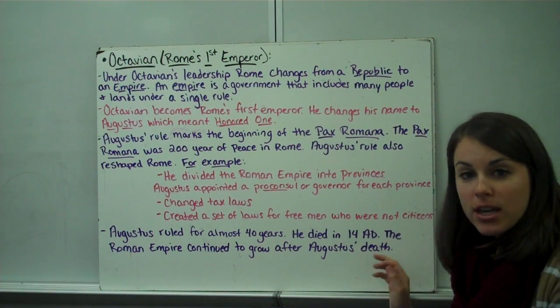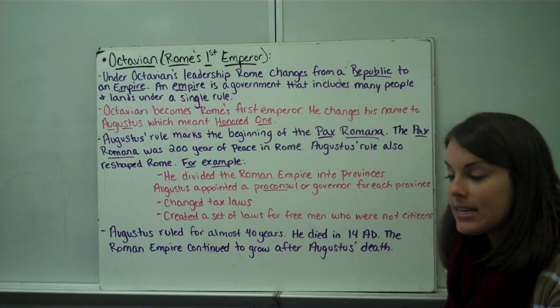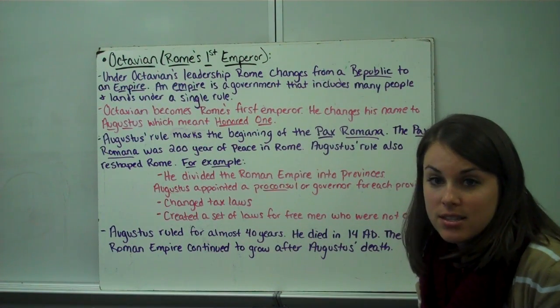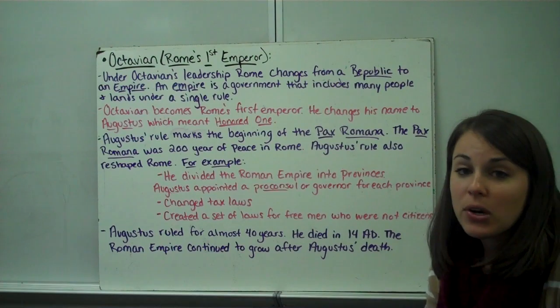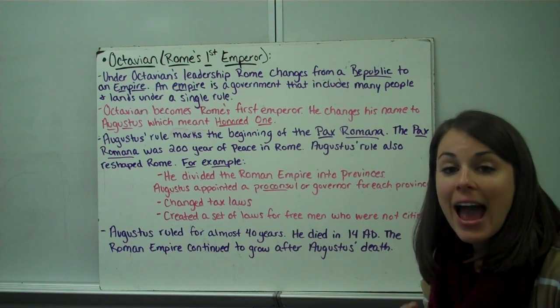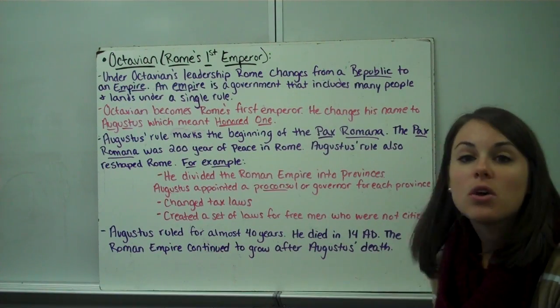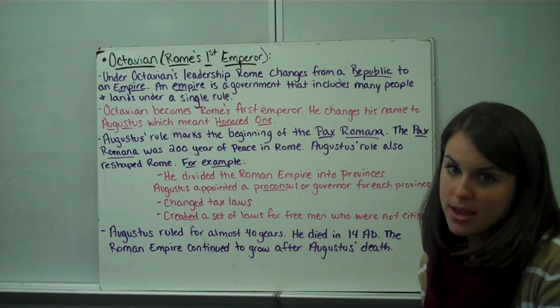Augustus ruled for about 40 years. He died in 14 AD, and the Roman Empire continued to grow after Augustus' death. Now, it's very important to remember there are a lot of different emperors after Augustus, and we will talk all about those in class. But you have to remember Augustus is Rome's first emperor.